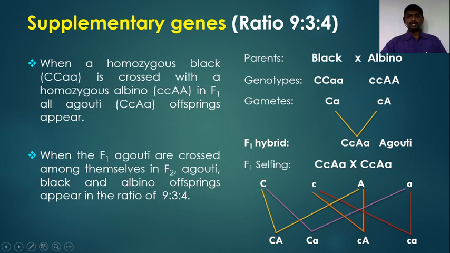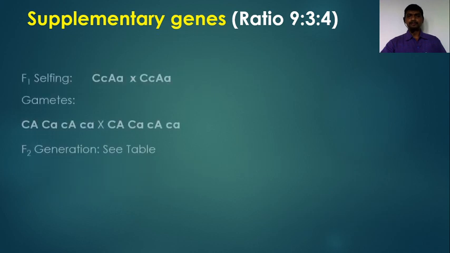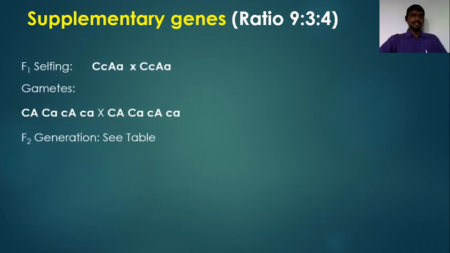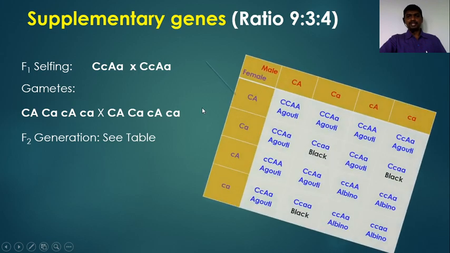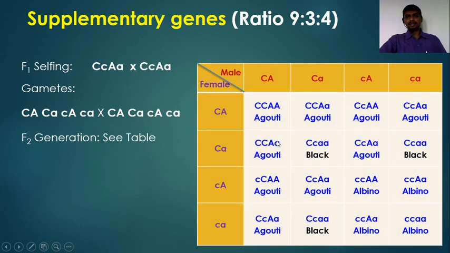When the F1 agouti are crossed among themselves, in F2 agouti, black and albino offspring appeared in the ratio of 9:3:4. 9 agouti, 3 black and 4 albino. So what happened here? After selfing we get the gametes capital C capital A, capital C small a, small c capital A, small c small a. Similar types of gametes are also produced by the other parent. So by using a checkerboard we get the 16 individuals in different phenotypic combinations.